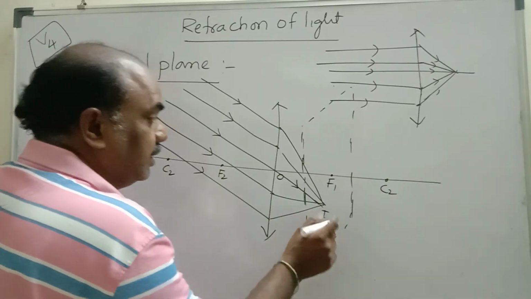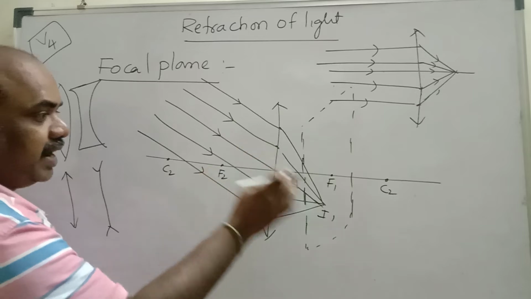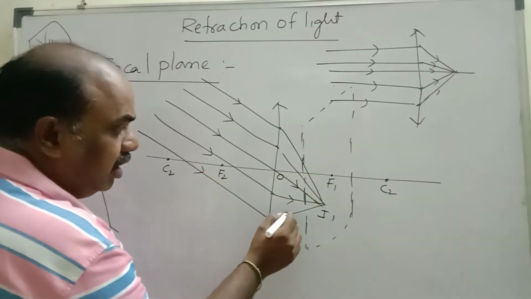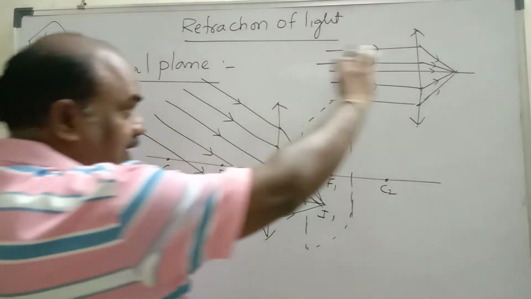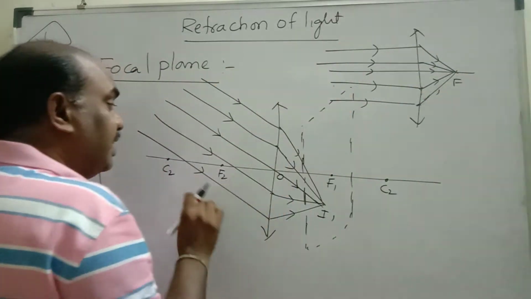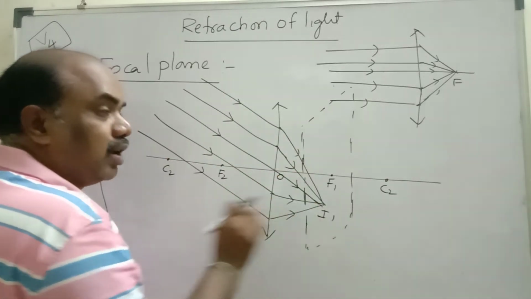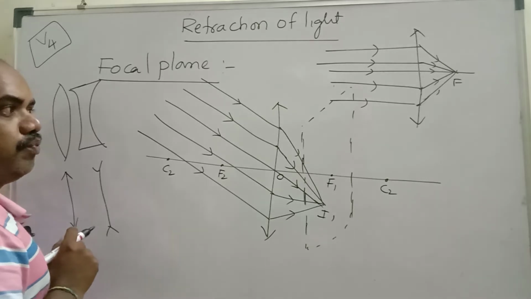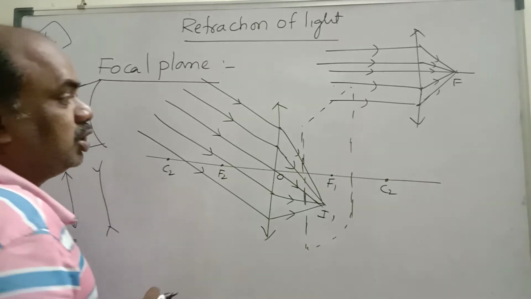Here the image forms. That means all parallel incident rays, after refraction, converge and meet at a focal plane, not at the principal focus. If parallel to the principal axis, they meet at the principal focus, no doubt. If the incident rays are parallel but not to the principal axis, after refraction they converge and meet at the focal plane. This is very, very important, and repeated two or three times in the state examination.